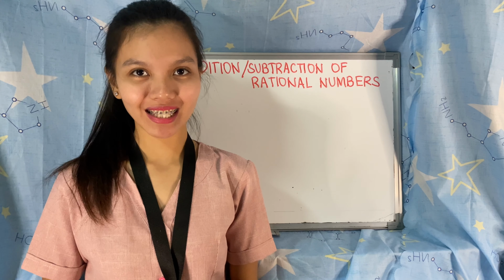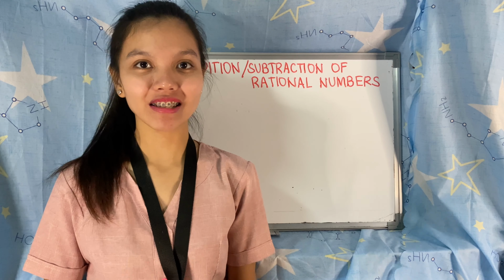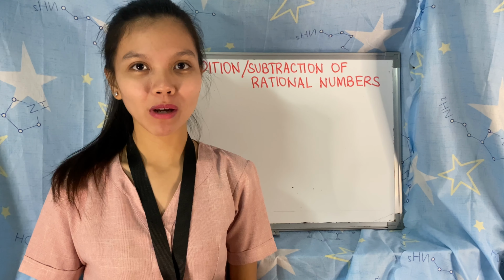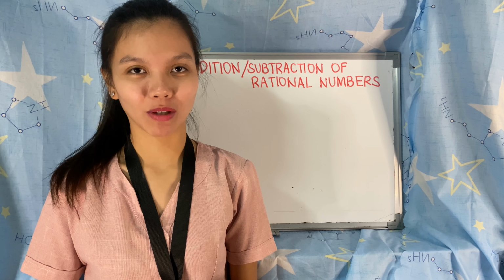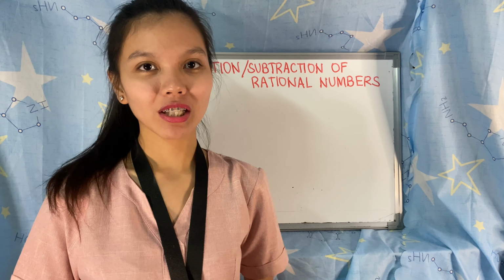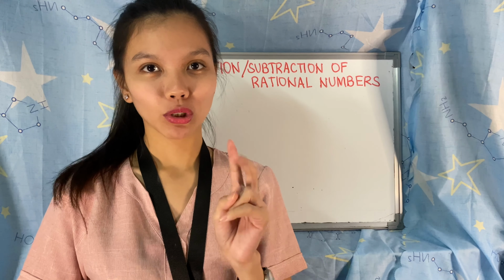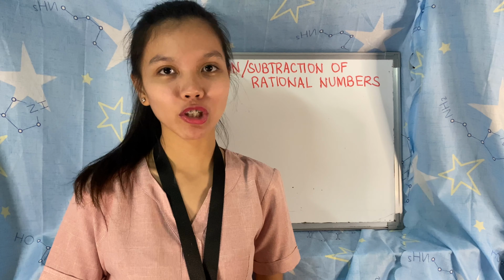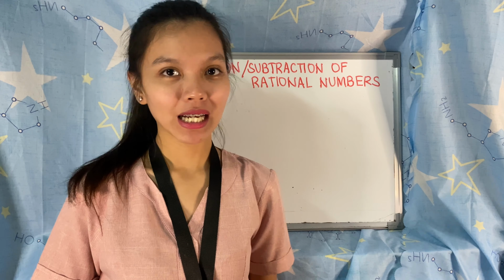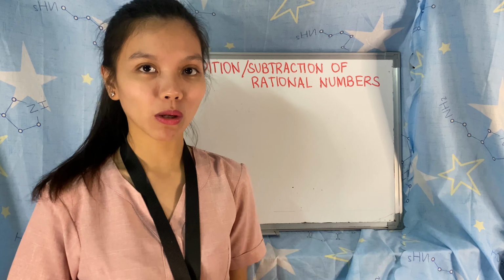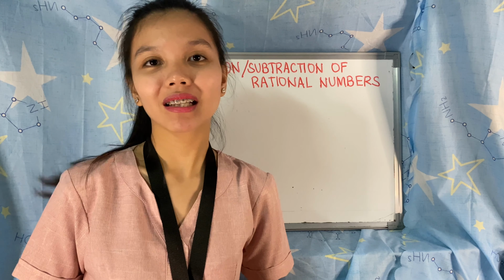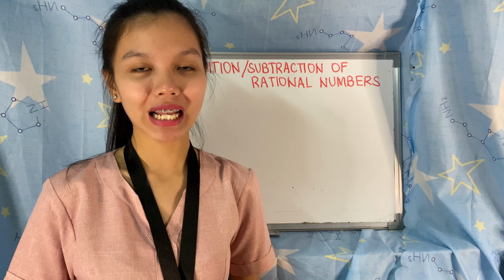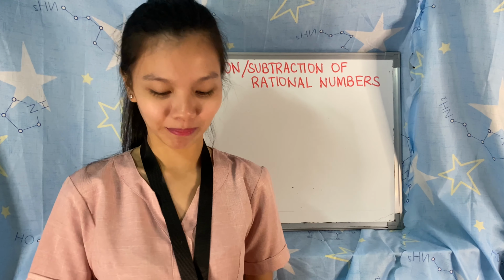For today's discussion, we are going to discuss the operations on rational numbers. The first one is addition and subtraction. In addition and subtraction, we are going to do two methods. The first one is when the rational numbers have the same denominators, or what we call similar fractions. The second one is the use of similar fractions where denominators are not the same.